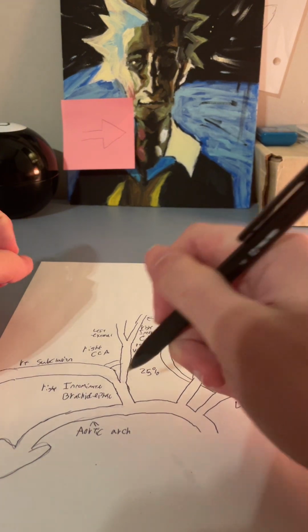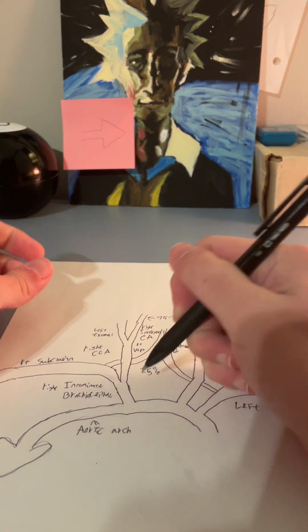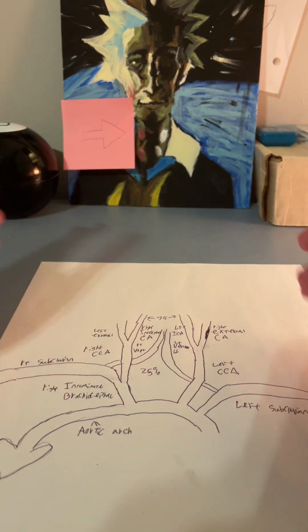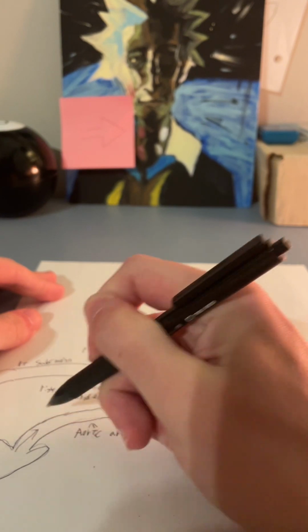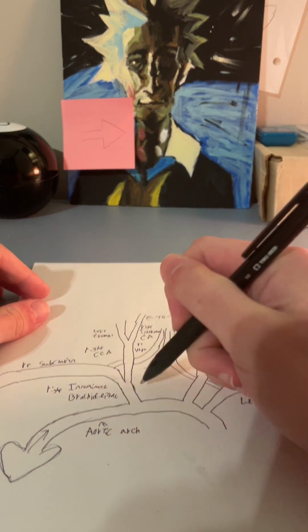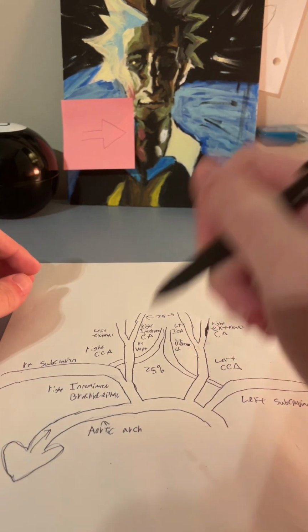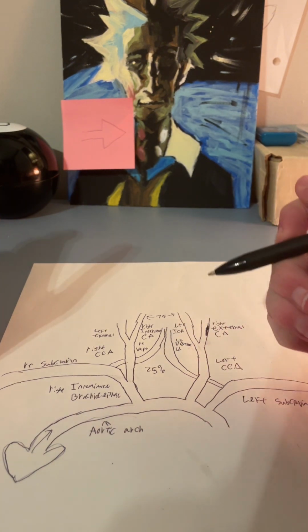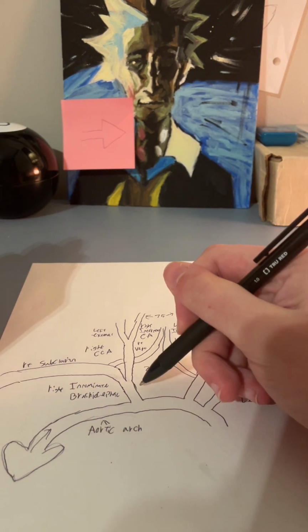I do want you to take note and make sure you realize that this is all arterial. So this is all going away from the heart. So imagine all this blood flow going away. And every single person only has one innominate artery, okay?